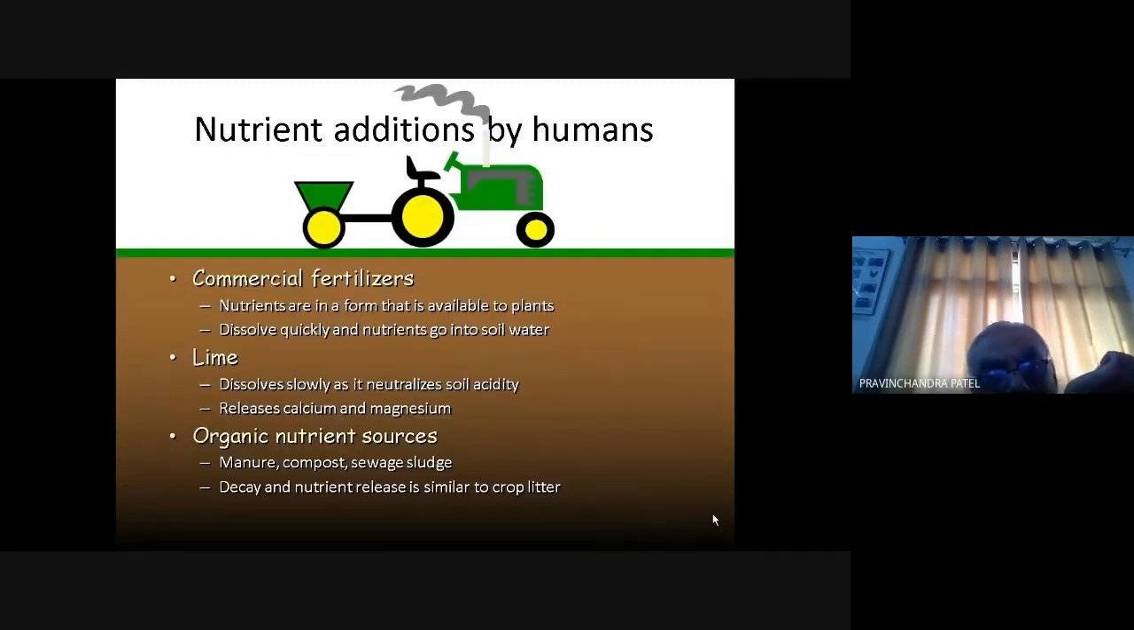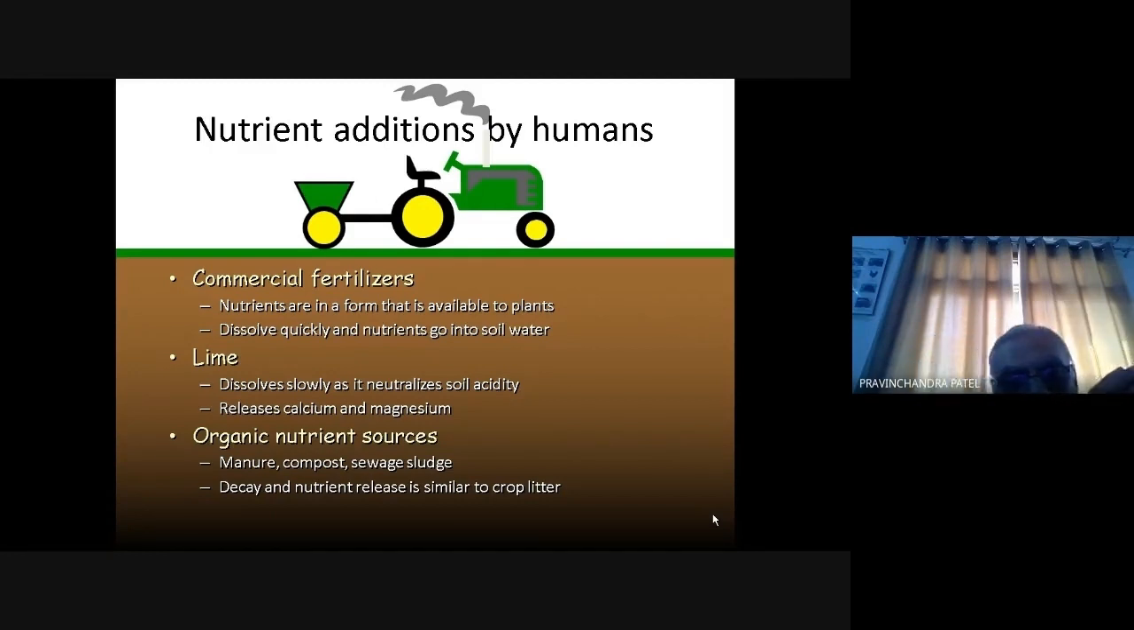Then nutrient addition by humans. So we have discussed that commercial fertilizer we are adding in the soil. So nutrients are in a form that is available to plants, dissolve quickly, and the nutrients go into the soil water. So you know that when we apply urea, DAP or single superphosphate, that fertilizer is dissolved in soil water, and that soil water is taken by the plant roots and then translocated to the branches, then stems and flowering parts. Then lime.